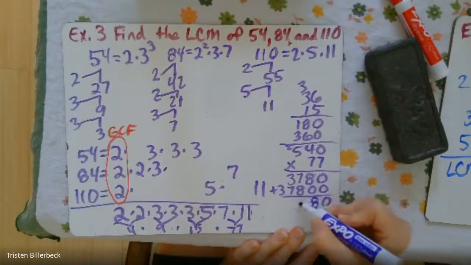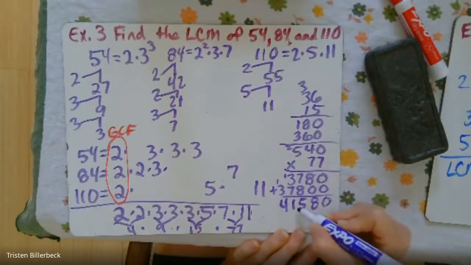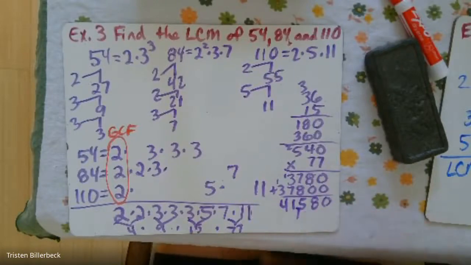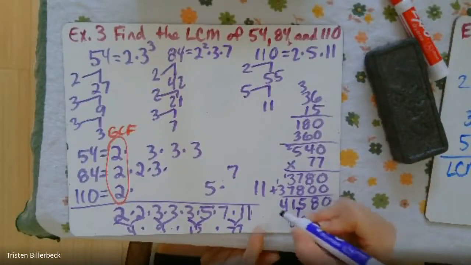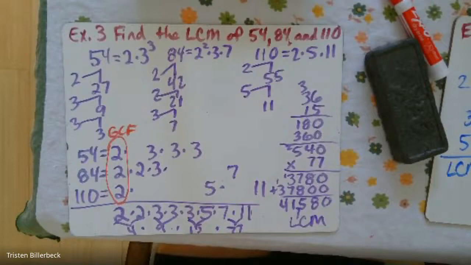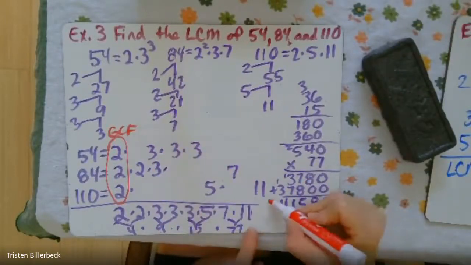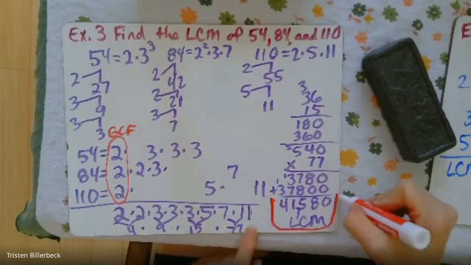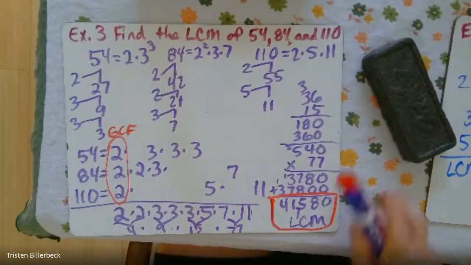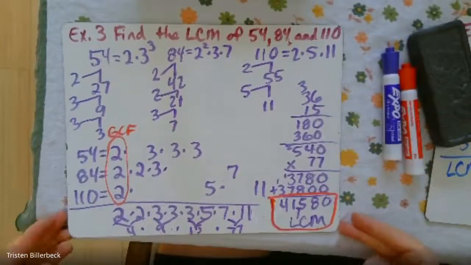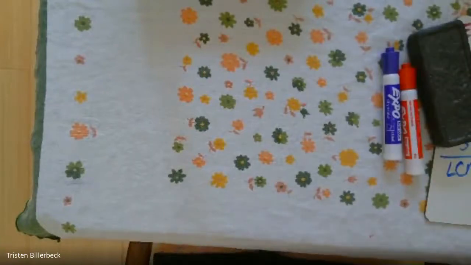So we end up with 15, 11. Oh my goodness, look at this. 41,580 is our least common multiple. Okay, I like the greatest common factor on that one a lot better, too. So here is our least common multiple. So that was not easy. All right, so let's go to a real life problem.